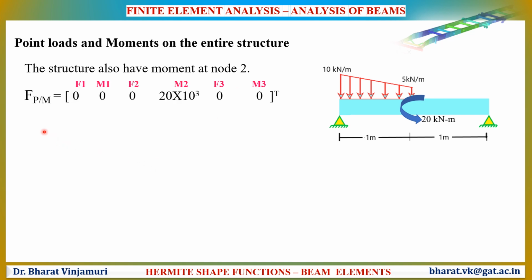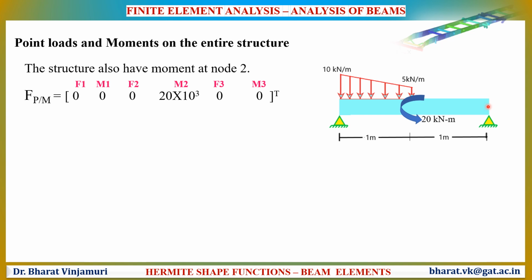Therefore, the entire load vector due to point loads or moments will be given by the following equation. So F1, there is no point load at node 1. There will be no moment at node 1. Now coming to node 2, there is no point load, but there is a moment in the counterclockwise direction. So it is taken as plus 20 into 10 raised to 3 Newton meter. And F3, there is no point load, and M3, there is no moment at node 3.